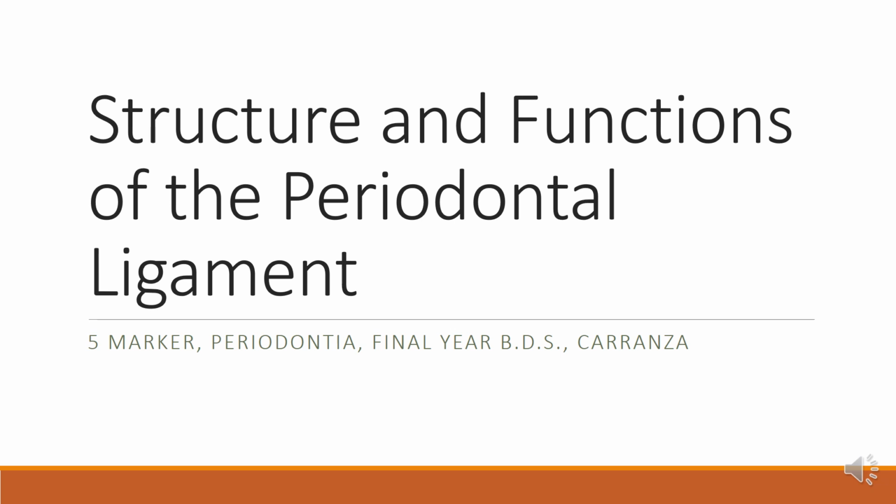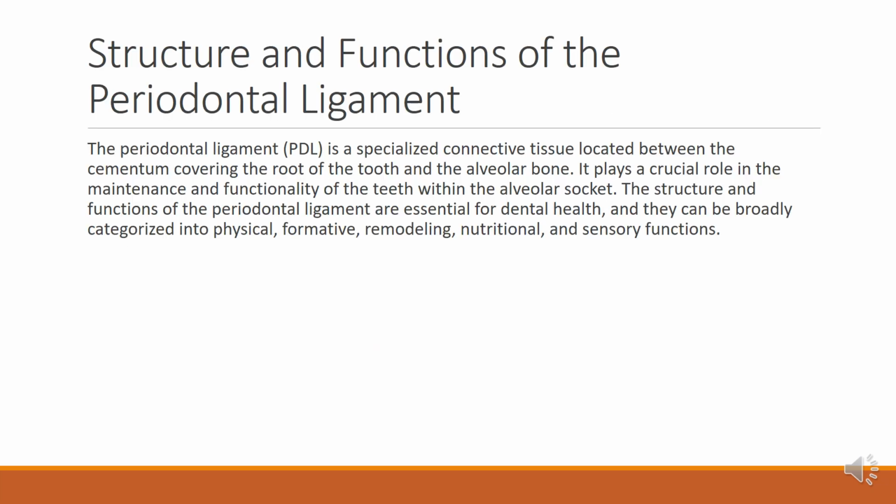Structure and functions of the PDL is an important 5-marker question in the subject of periodontia. The periodontal ligament is a specialized connective tissue located between the cementum covering the root of the tooth and the alveolar bone. It plays a crucial role in the maintenance and functionality of the teeth within the alveolar socket. The structure and functions of the PDL are essential for dental health, and they can be broadly categorized into physical, formative, remodeling, nutritional, and sensory functions.